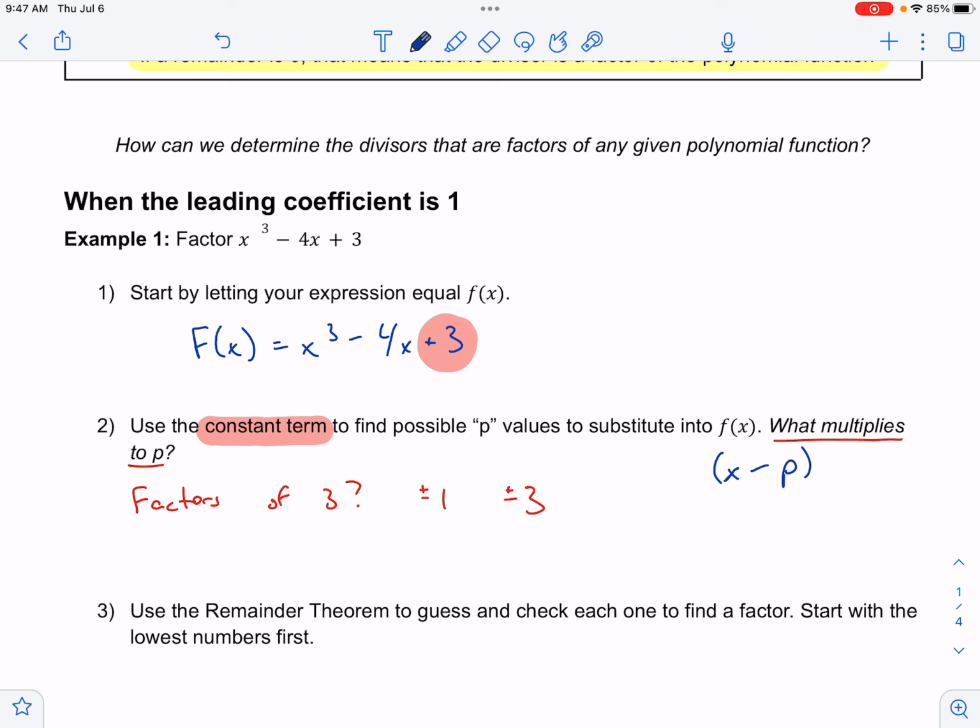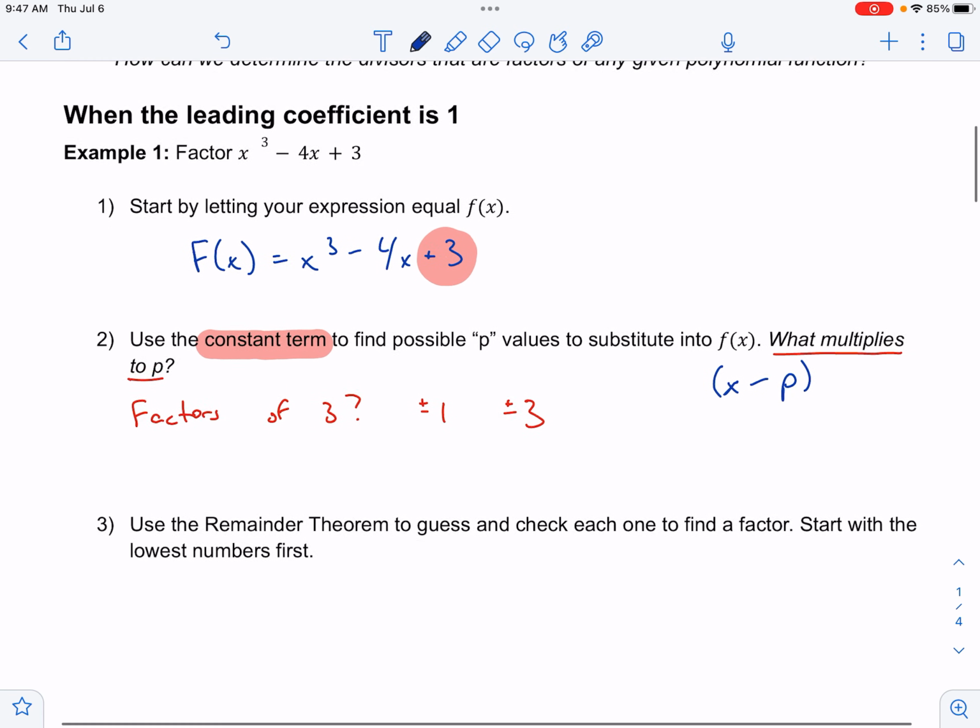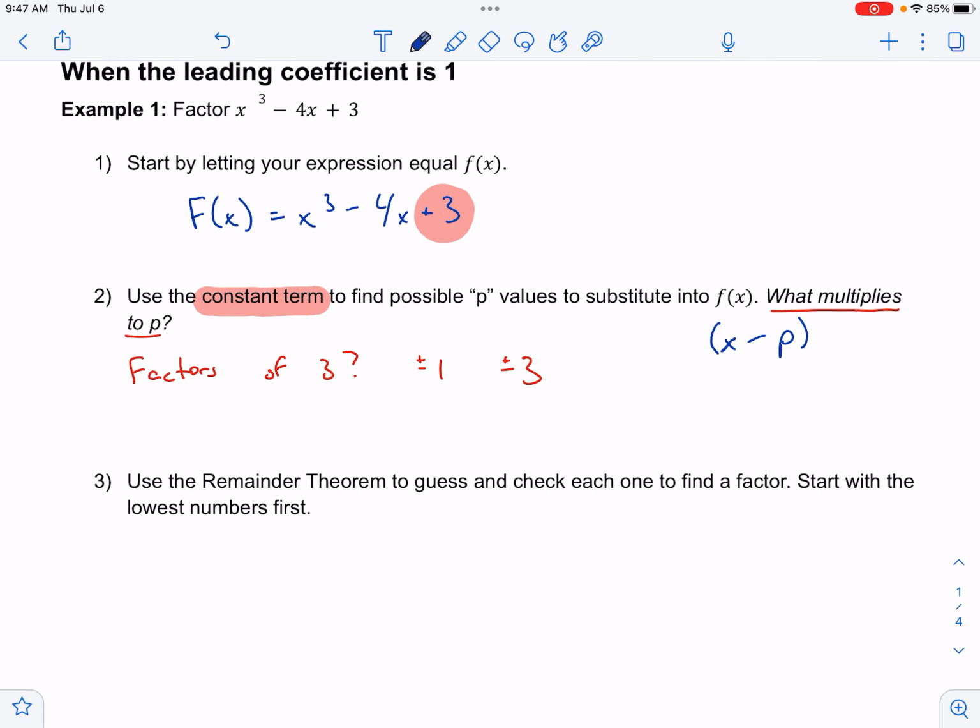So we've determined what our factors are, what the possibilities are, and there are 4 different possibilities here: positive 1, negative 1, positive 3, negative 3. We're now going to use the remainder theorem to guess and check each one to see if it's a factor, okay? Remember, in order to have it be a factor, we need the remainder to be 0. And my advice to you is just to start with the lowest numbers first because you can do the math in your head pretty quickly.